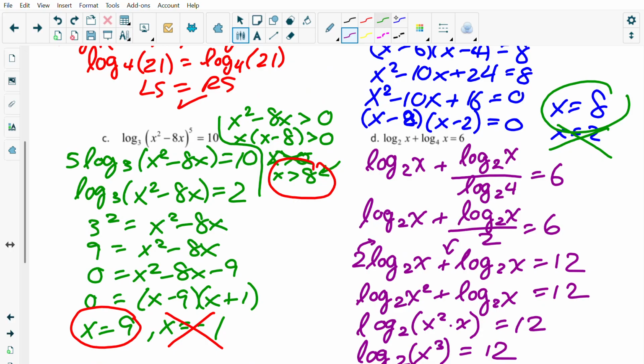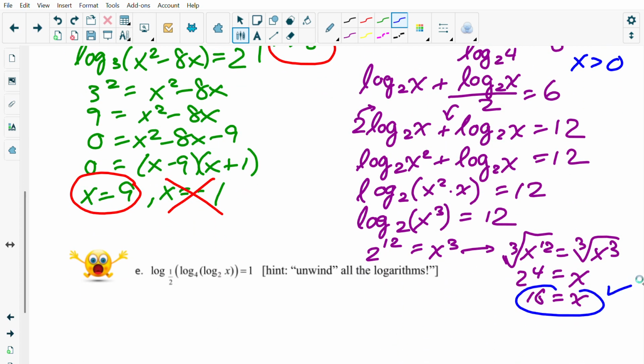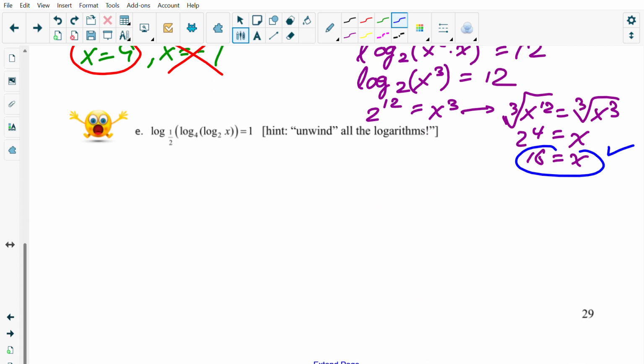You know what I forgot to do, folks? I forgot to do the restrictions. So the restrictions here, I have an x and an x, so x must be greater than 0. And 16 is definitely greater than 0, so that is a solution. Okay. Next one, this really scary looking one. Oh my god, look at that.